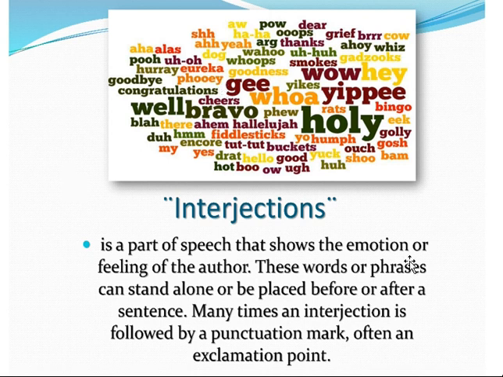So an interjection is a part of speech that shows the emotion or feeling of the author. These words or phrases can stand alone or be placed before or after sentences. Many times an interjection is followed by a punctuation mark, often an exclamation point, that is, an exclamation mark. So students, maybe that's not a great description, but I am still hoping that it's helping you for the further.